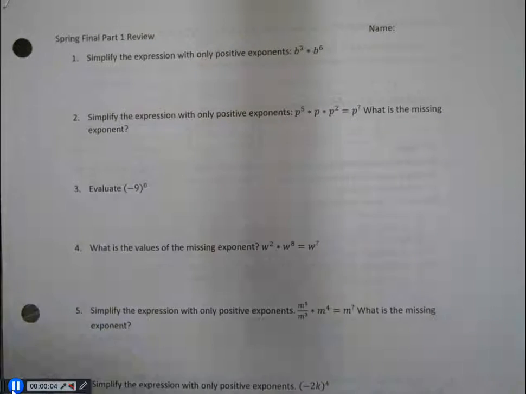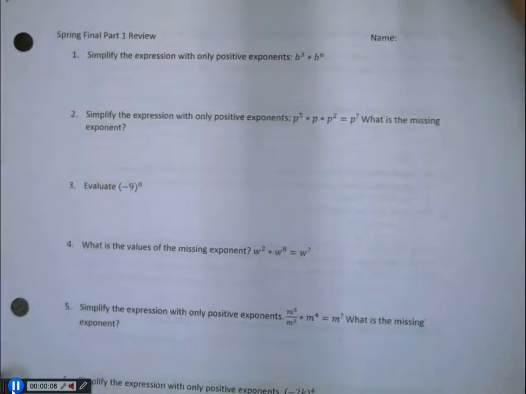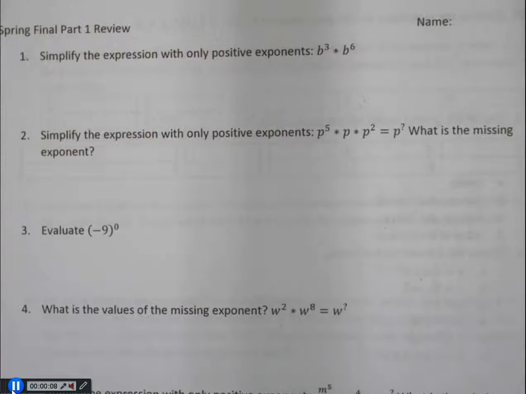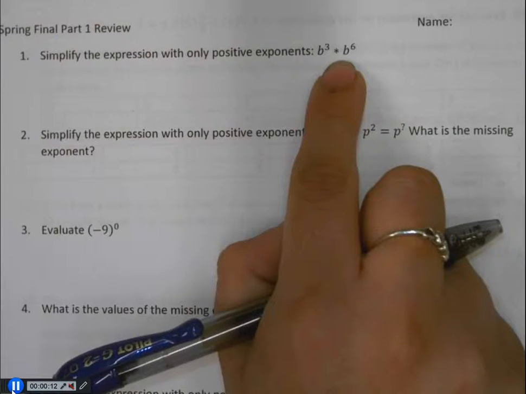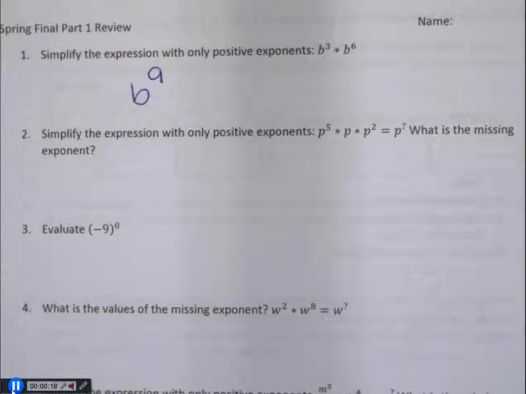I'll zoom in and turn on the light. It says it wants me to simplify the expression with only positive exponents. When I have two variables multiplied together and they're the same one, I just add. So 3 plus 6 is 9.